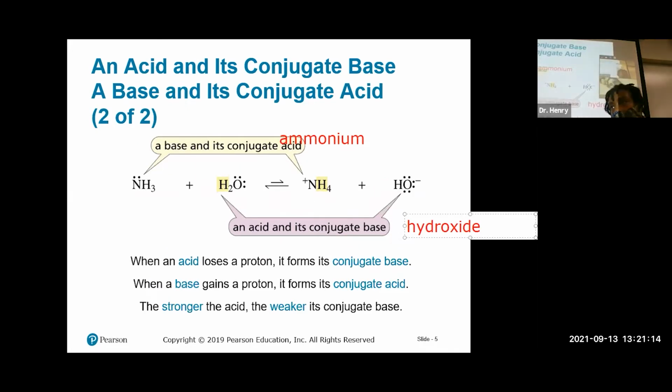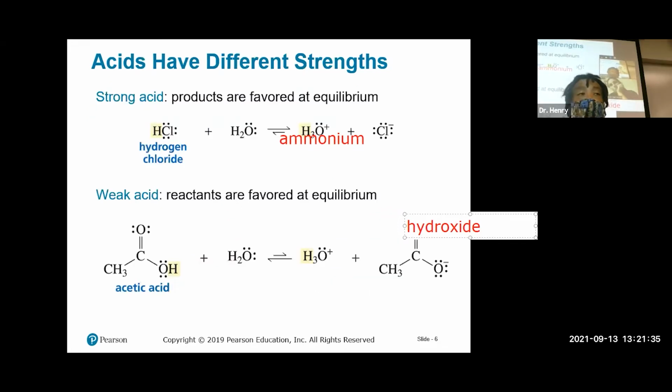Okay, so the stronger the acid, the weaker its conjugate base is going to be. That kind of makes sense. If you have a really strong acid, you're going to have a weak conjugate base, right? Acids are going to have different strengths, so we're going to have strong acids and weak acids.